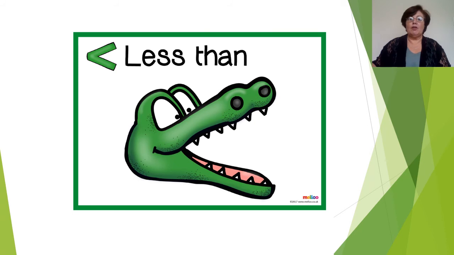Let's have a look at this crocodile. This crocodile, it's got a sign. It looks like a sideways V. It's the less than sign. The crocodile ate the fish, so there are less fish.